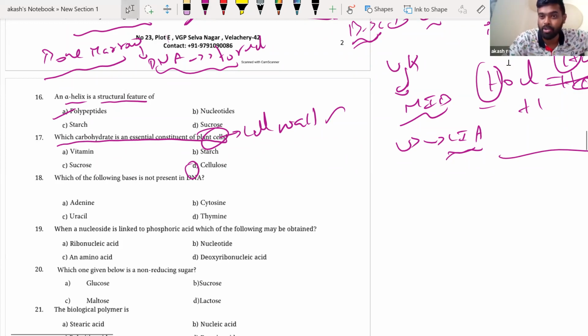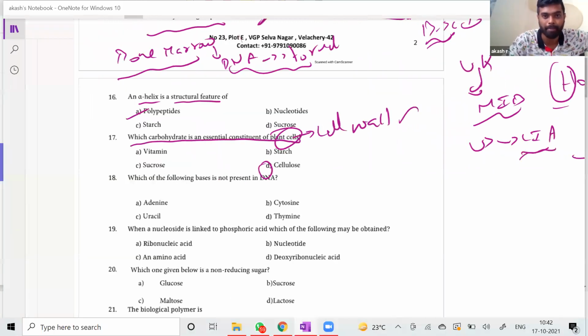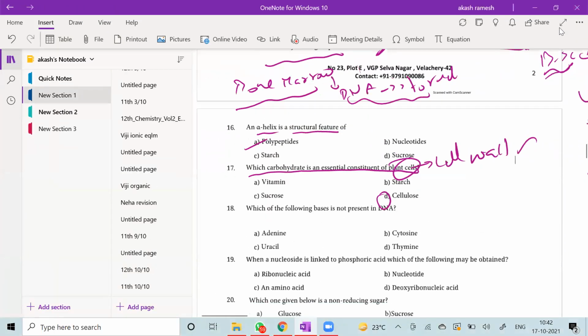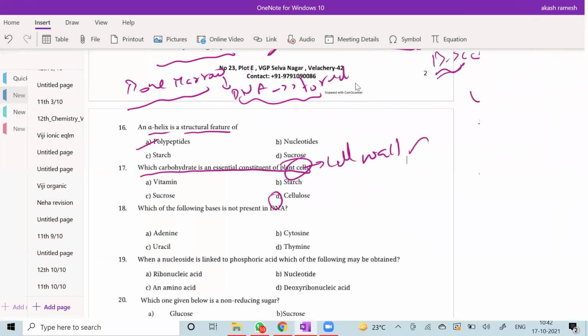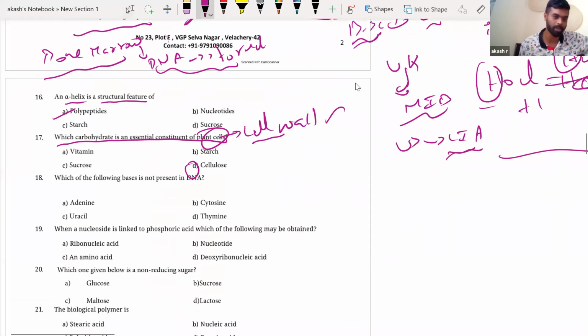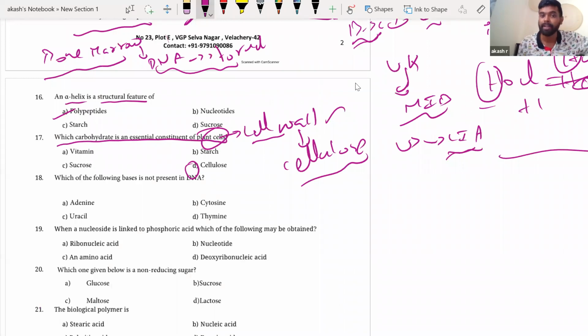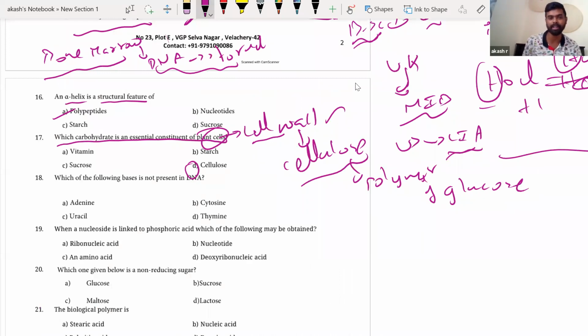Any biology student here? I know there are 21 people. Okay. Am I right? Whoever is telling yes. Plant cell has a cell wall. Okay, good. So plant cell has a cell wall, and this cell wall is made up of cellulose. And we know cellulose is nothing but a polymer of glucose. Okay, polymer of glucose. So definitely it is there.